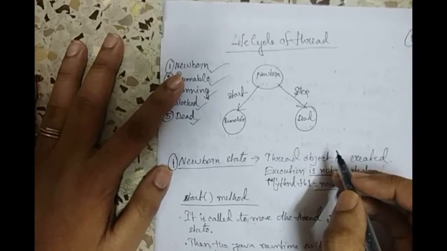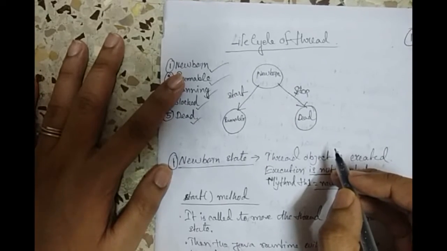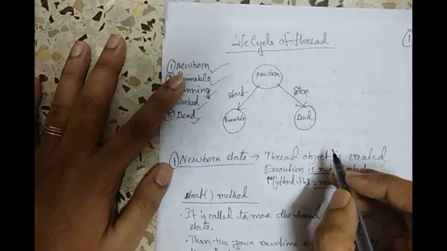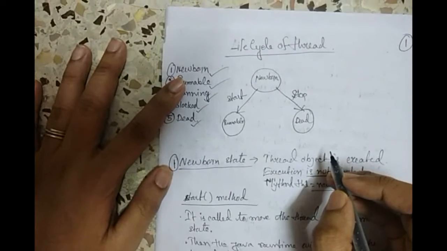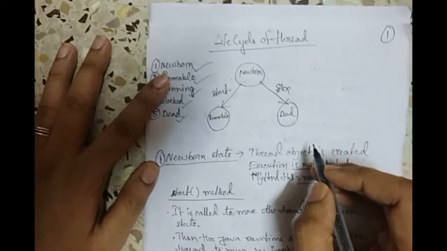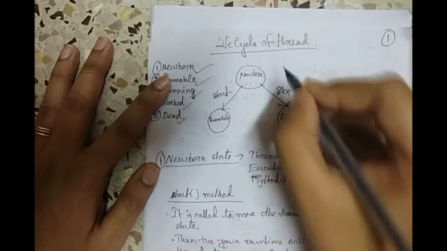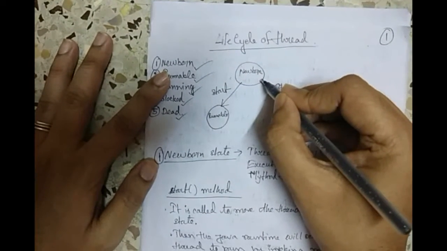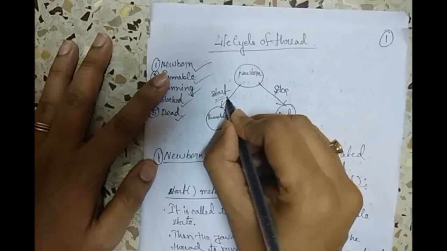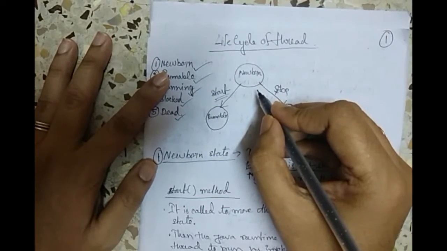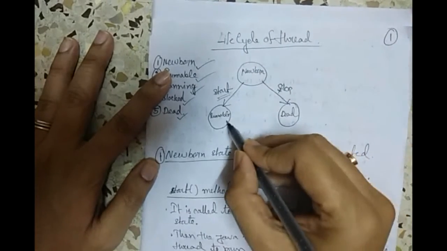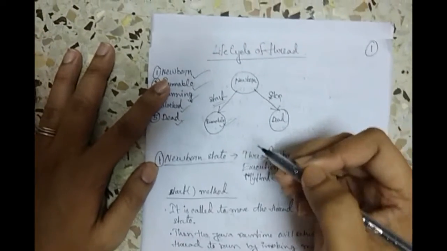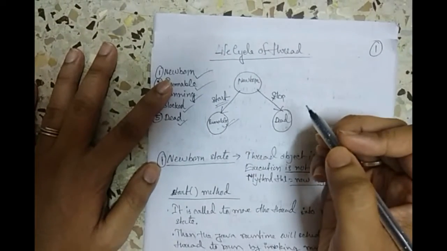So there are different types of methods that are invoked by the thread for transition from one state to another. You can think of a thread calling the start method and it moves from the newborn state to the runnable state. The runnable state is a state where the thread is ready for execution.